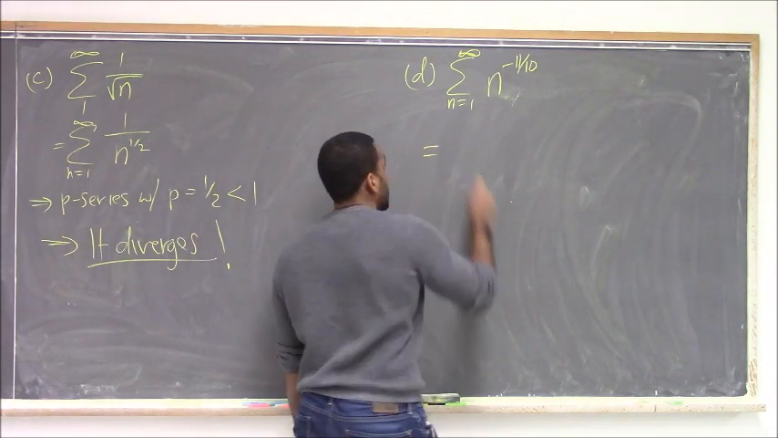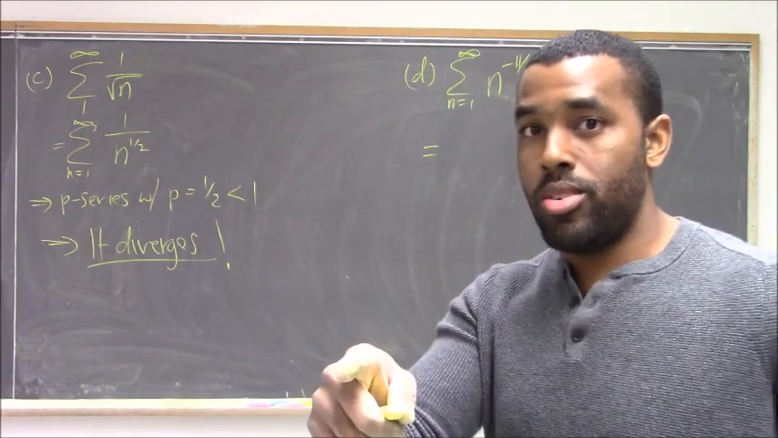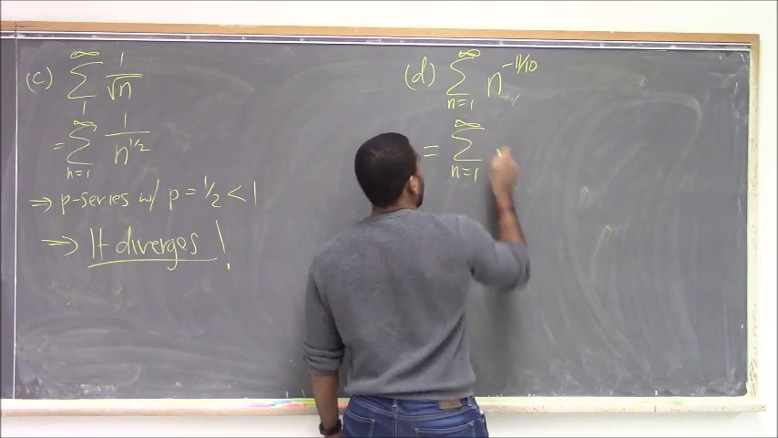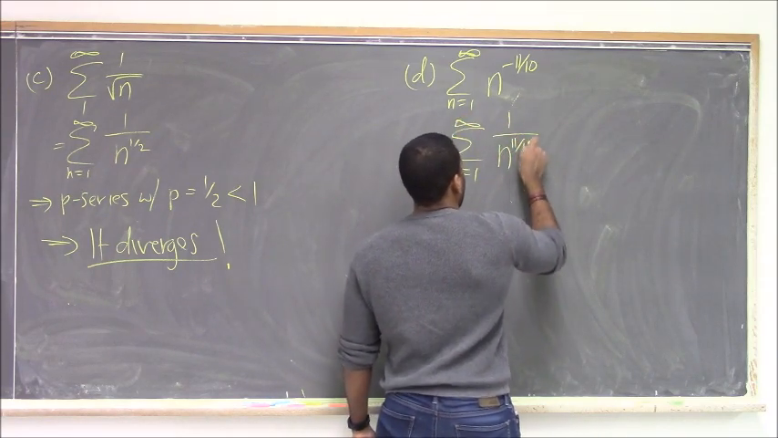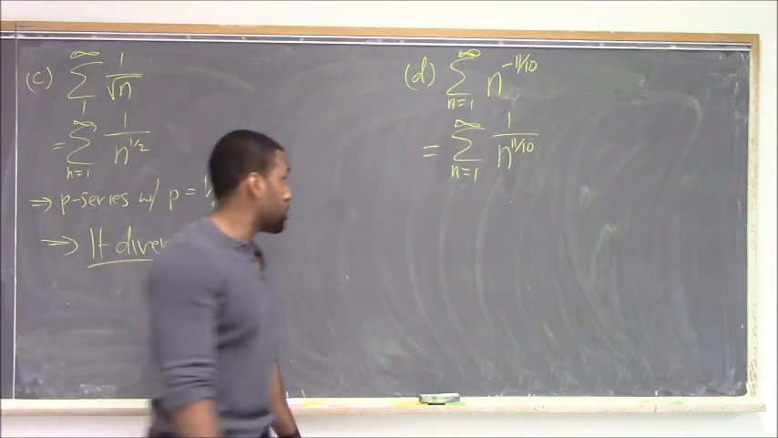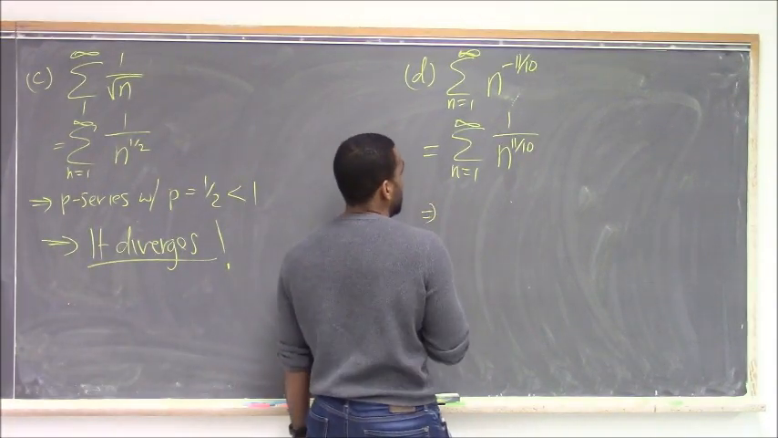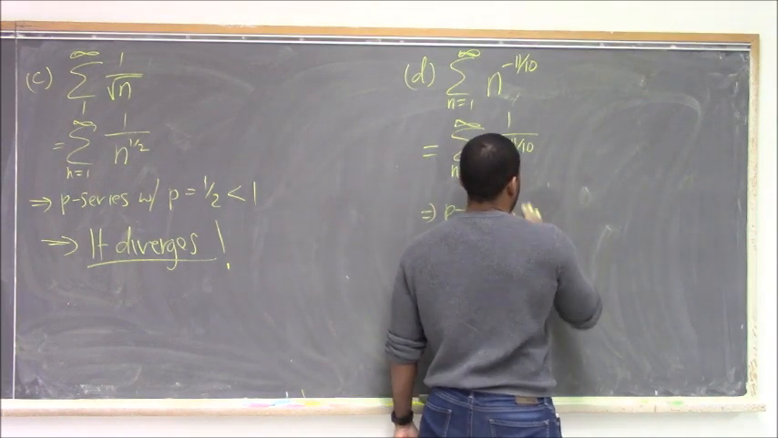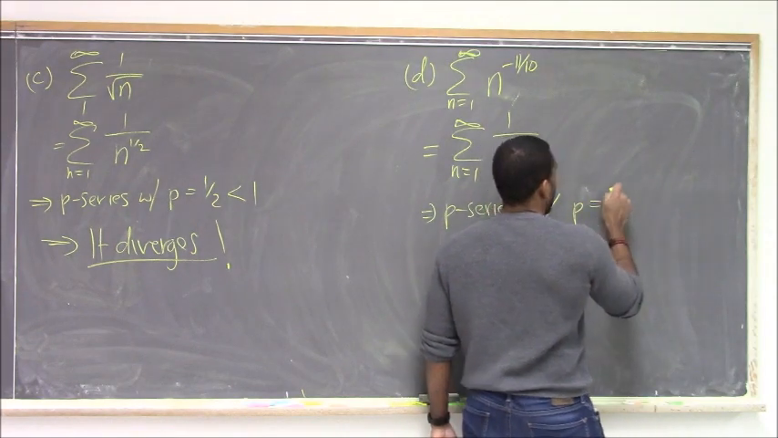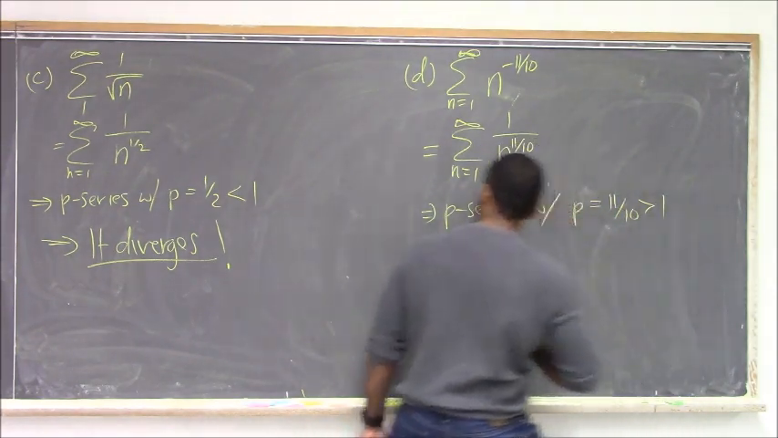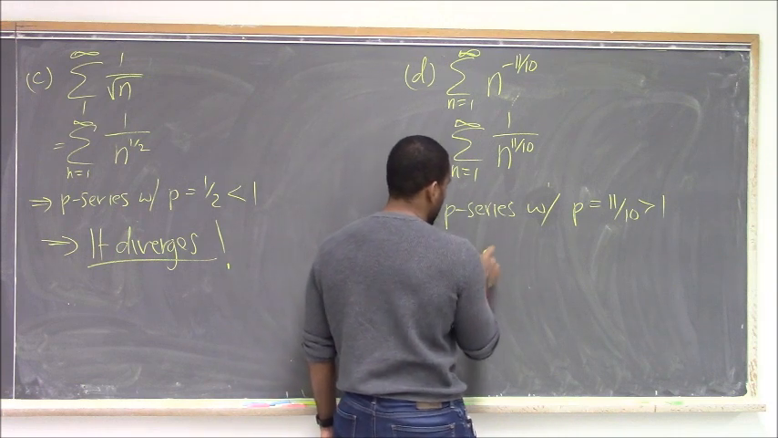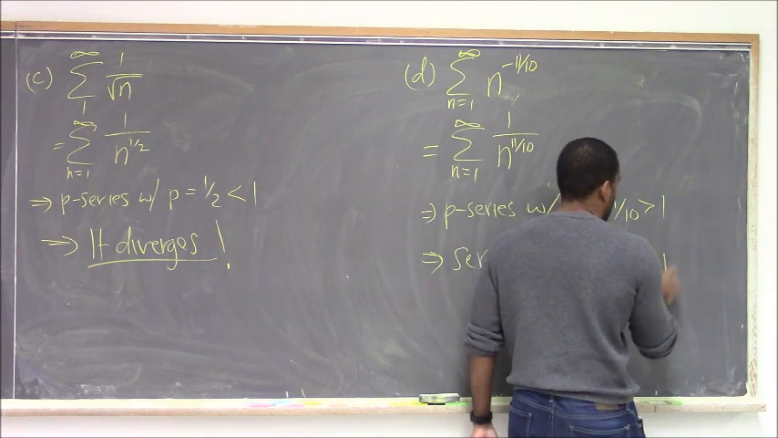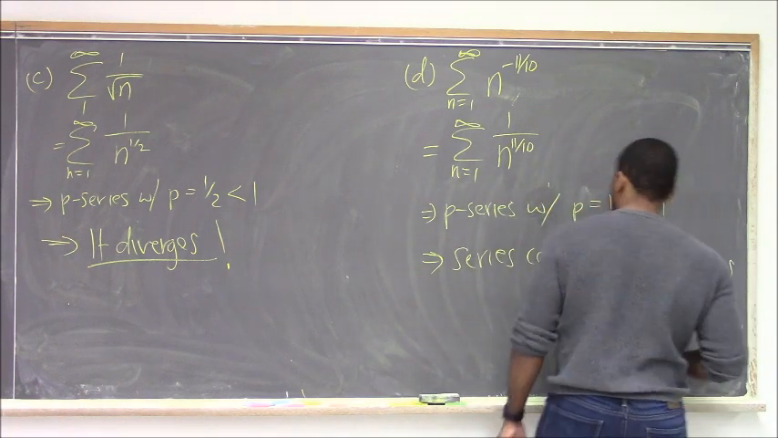This one, converges or diverges? Tell me before I write it down. That is probably how you want to approach that first. And notice here, it's a P-series with P equals 11 over 10, which is larger than 1. The series converges. You can write P-series test.